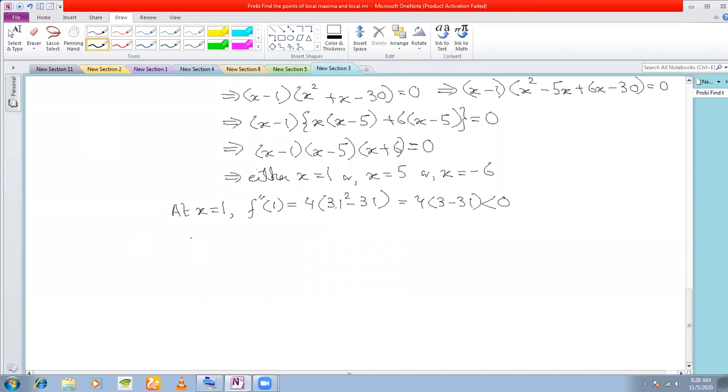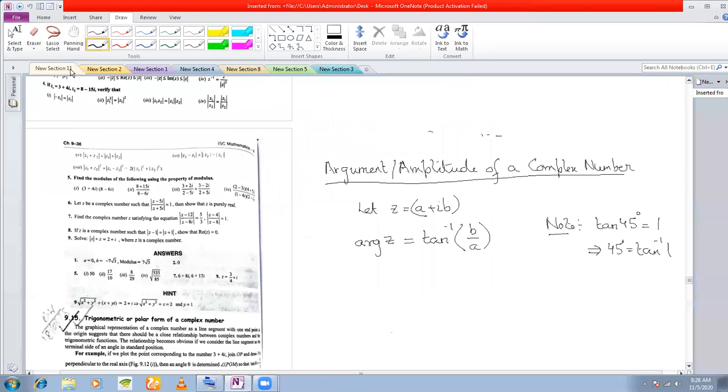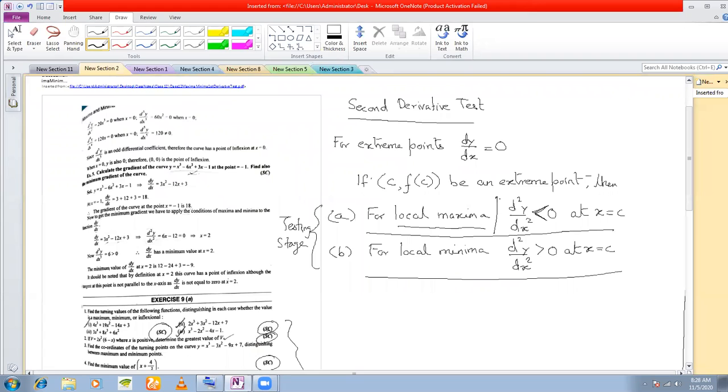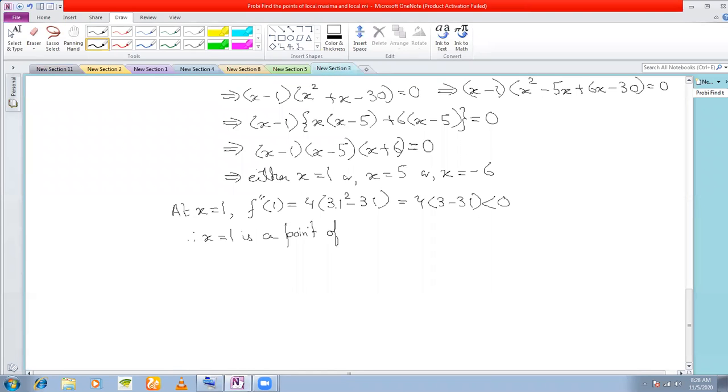That means, what can I say? This point of local maxima or minima? Tell me. Maxima. Why minima? Look at the condition here. d2y dx2 less than 0 for what? Local maxima, isn't it? Yes, sir. Remember this condition. x is equal to 1 is a point of local maxima.